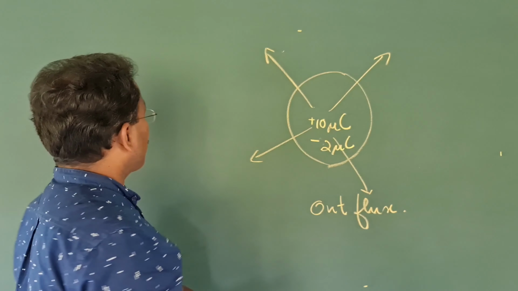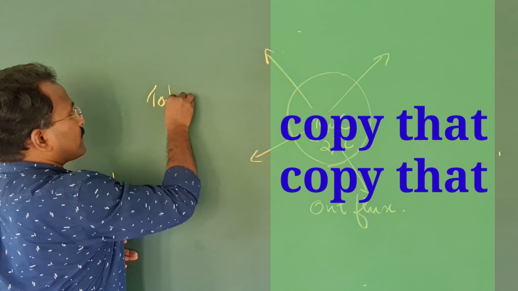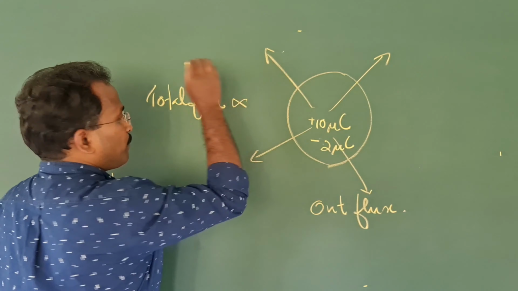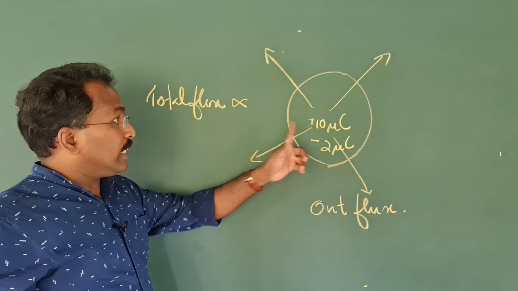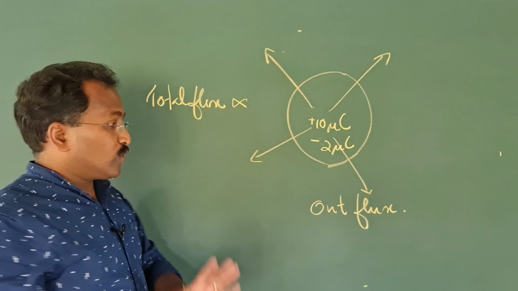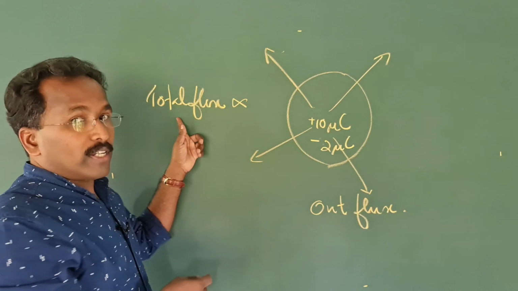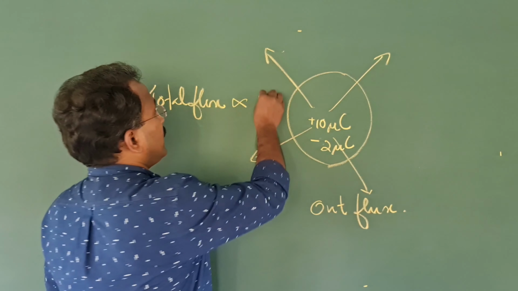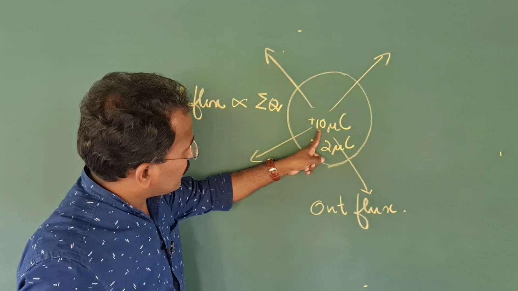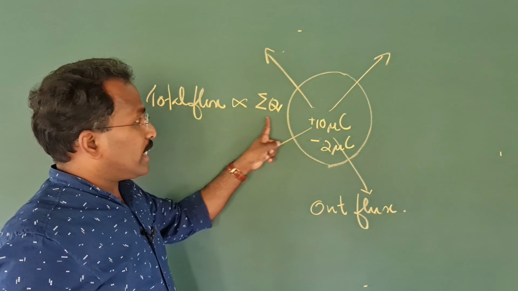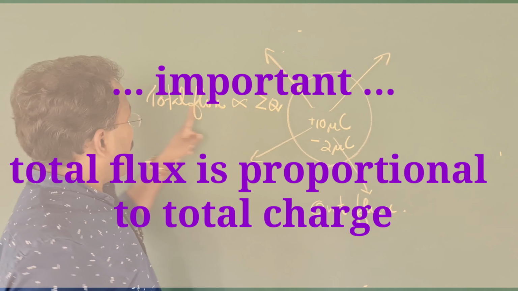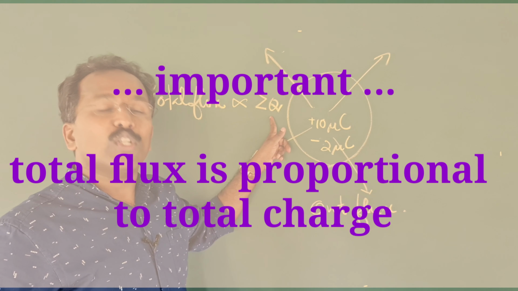So, you can write it this way. The total flux is proportional to the total charge. Why do we write total flux? Because in such cases where positive and negative charges are there, you will have both outflux and influx. So, for getting the total flux, you write the total flux. In this case it is plus 10 plus minus 2, so you will write plus 8 microcoulomb. For indicating the total you are writing this sigma. So, I can write total flux is proportional to the total charge.